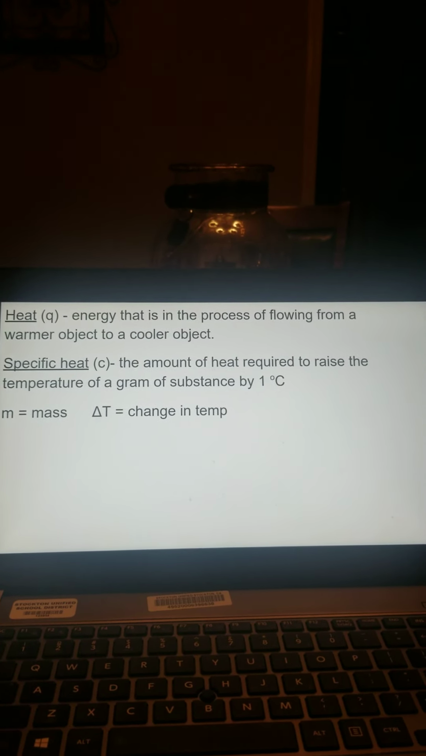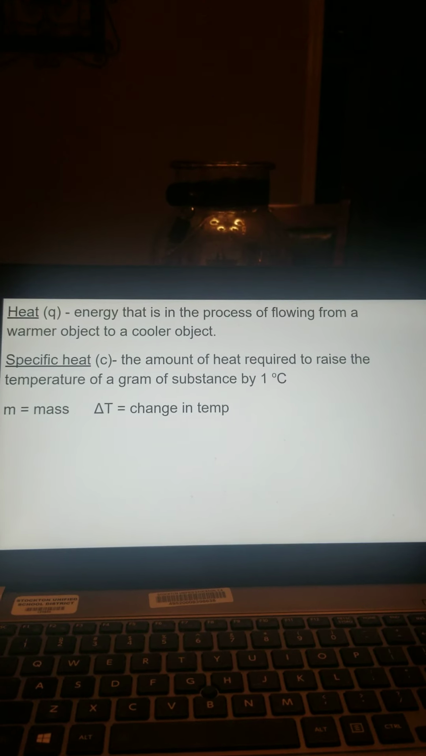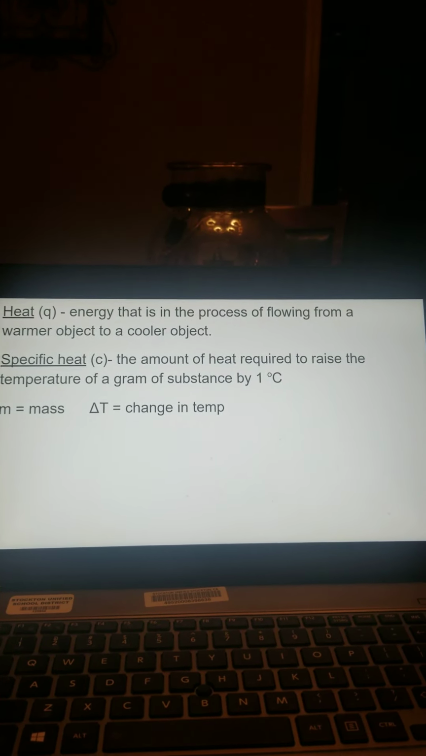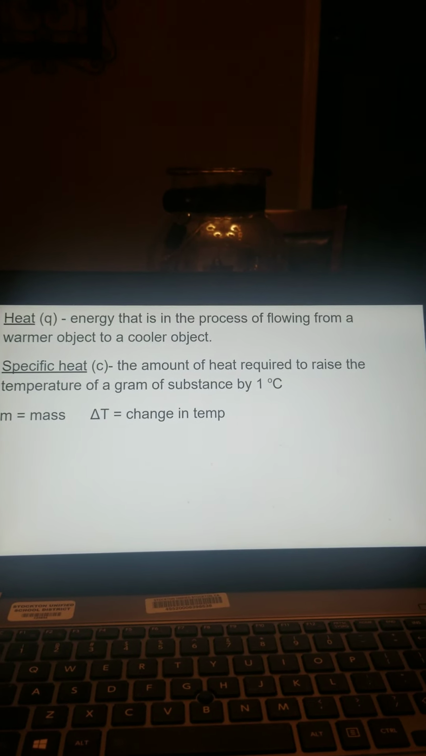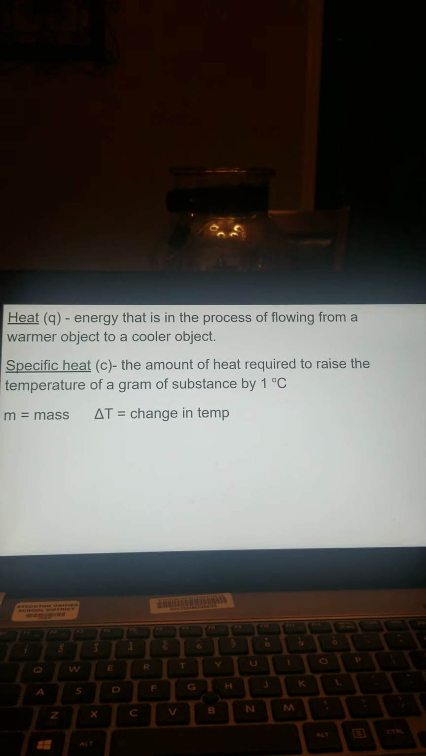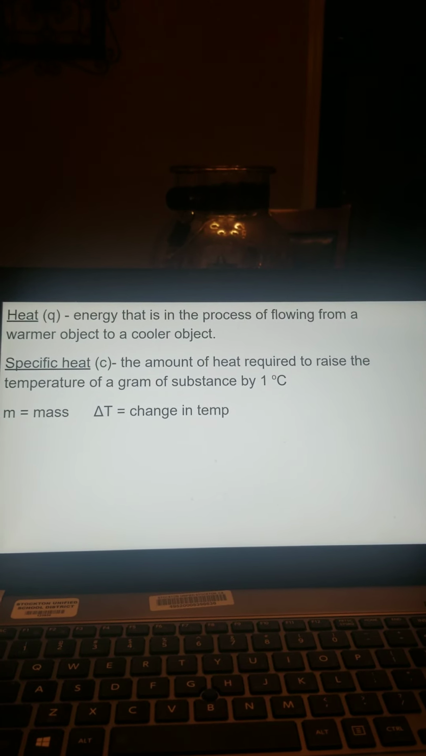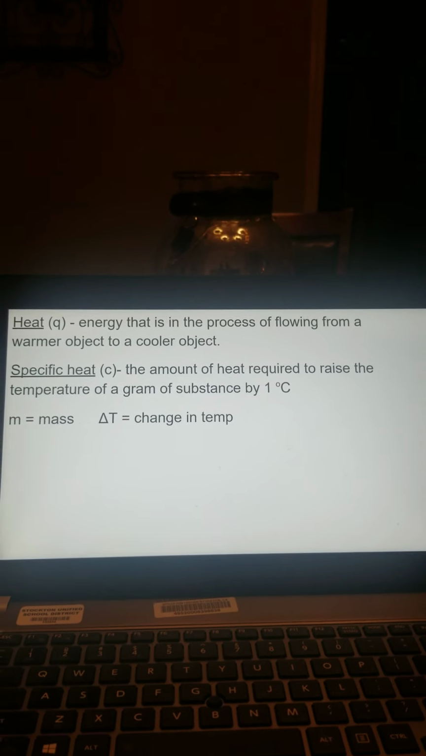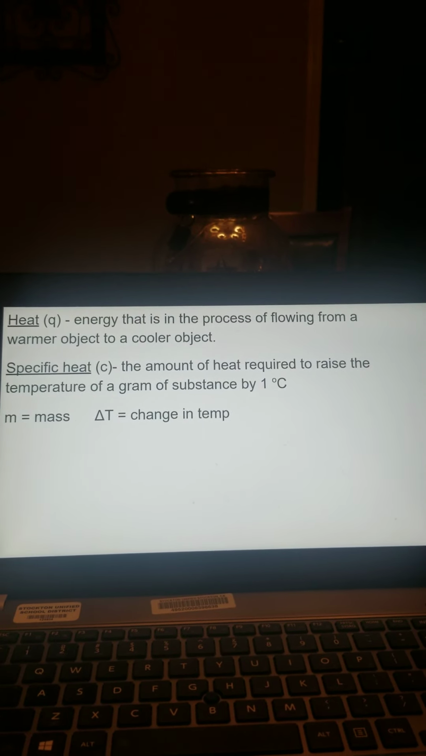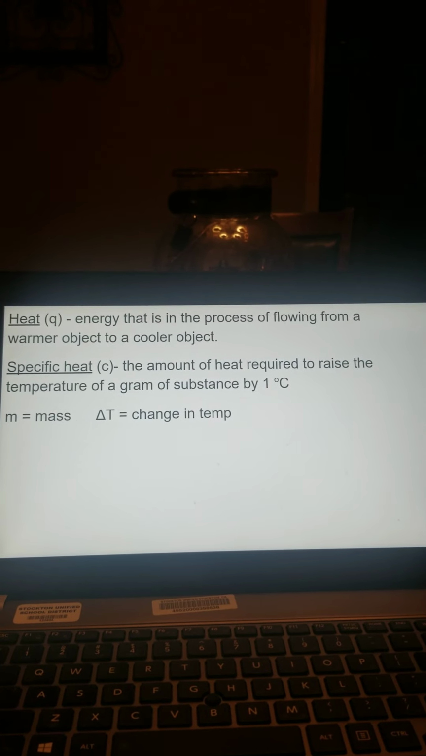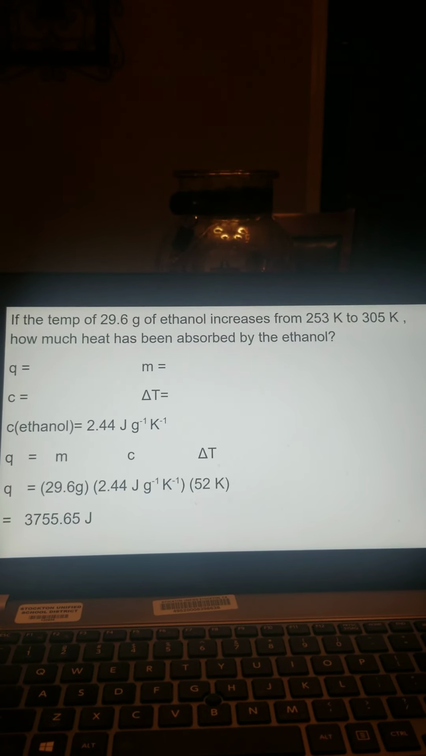So Q represents heat, the energy that is in the process of flowing from a warmer object to a cooler object. So heat absorbed or heat released. Specific heat, C, is the amount of heat required to raise the temperature of a gram of substance by 1 degree Celsius. So that is a value that you can look up or you're given. M is the mass of the sample, and delta T is the change in the temperature.